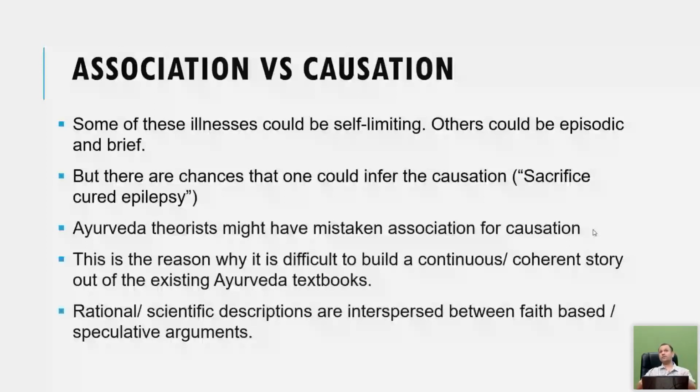This is the reason why it is difficult to build a continuous, coherent story out of the existing Ayurveda textbooks. Rational and scientific descriptions are interspersed between faith-based and speculative arguments. There are so many speculative arguments, faith-based arguments, and at the same time there are some highly scientific, very rational descriptions. So these two are mixed. What we need to do is identify them. This is what I'm going to talk about in the next part of this talk.